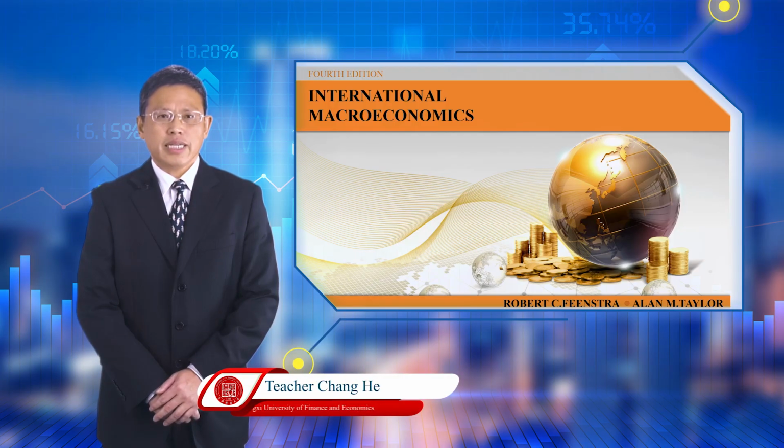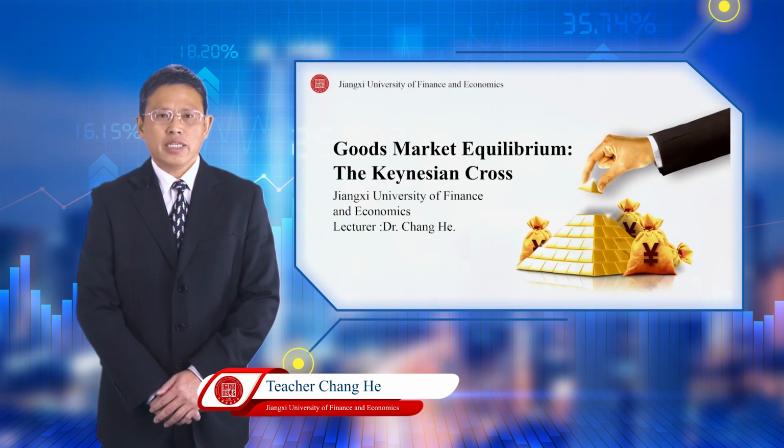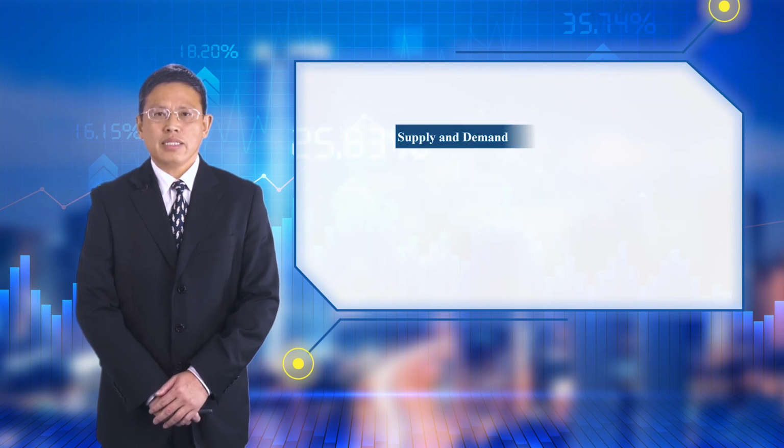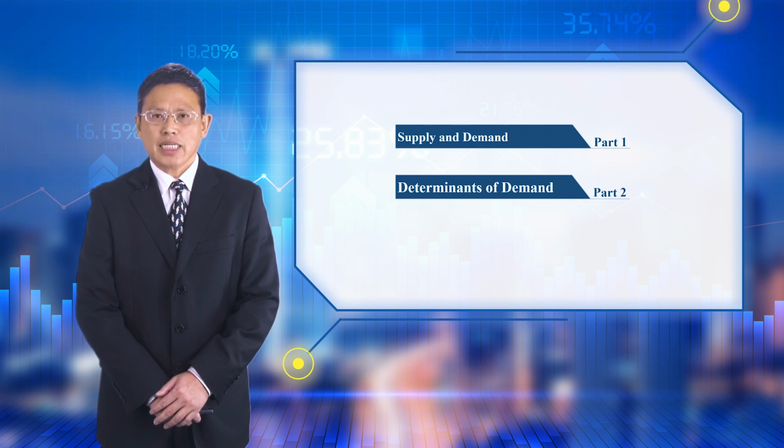Hello everyone, today we'll learn 7.2 Goods Market Equilibrium, the Keynesian Cross. It includes: 1. Supply and demand, 2. Determinants of demand, 3. Factors that shift the demand curve.